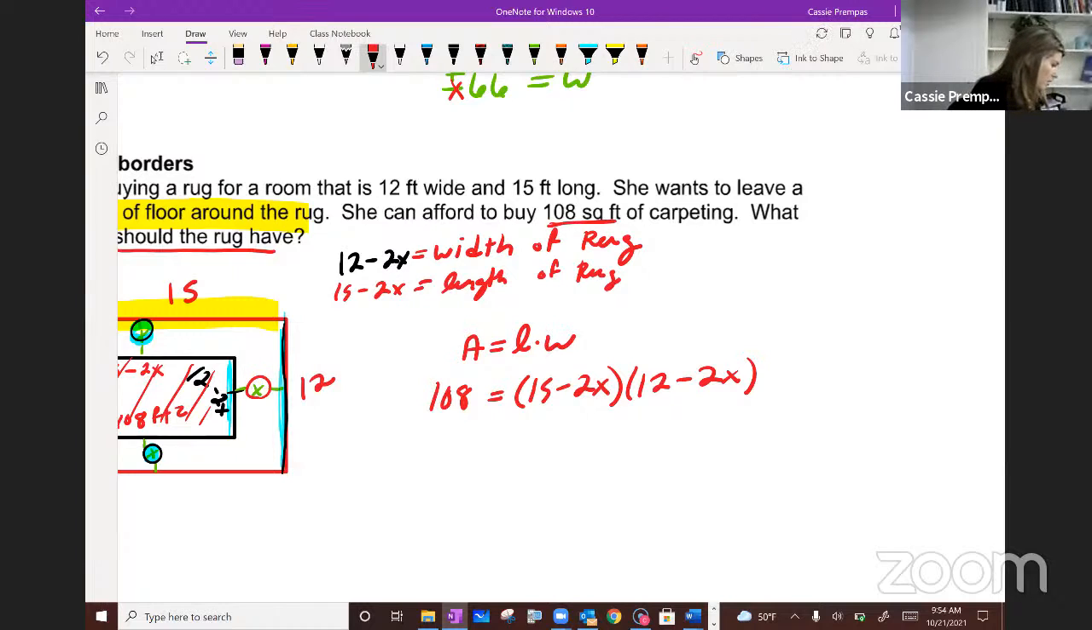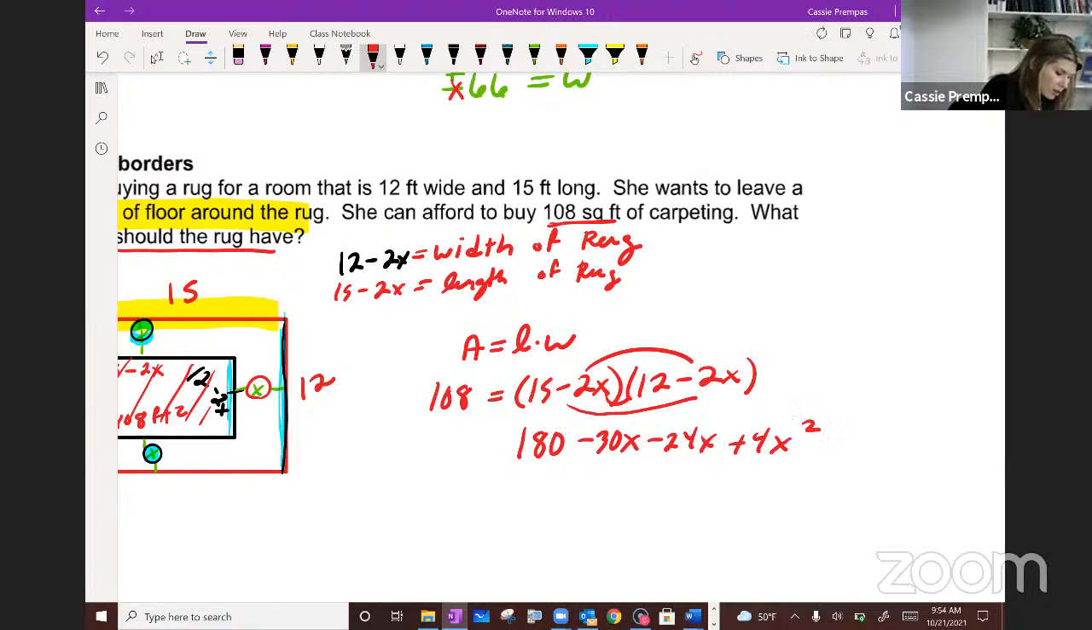As I multiply this out, I'm going to do 15 times 12, which gives me 180. The outside is negative 30x. The inside is negative 24x. And the last is positive 4x squared, equal to 108. To add like terms, I'm going to put the 4x squared first because that's how we typically see it in quadratics. Negative 30x and negative 24x is negative 54x, plus 180.